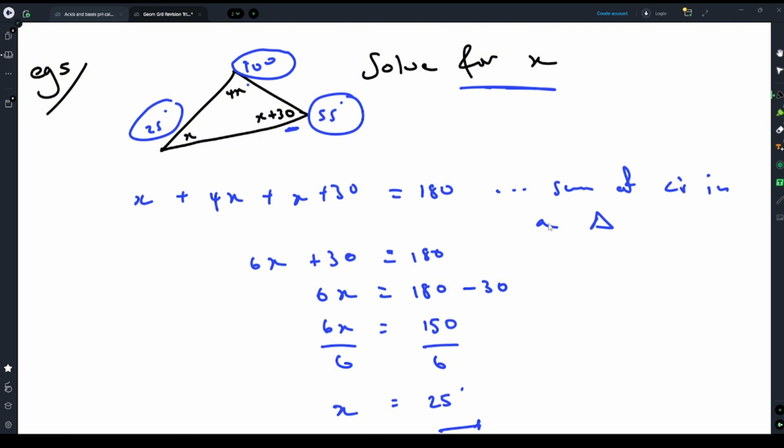Occasionally, there'll be an added on question where they'll say to you, okay, find the exact values of each of the angles. Now, we know x is 25. So that means this angle at the bottom of the triangle must be 25 because that's x. This angle is 4 times 25, so it'll be equal to 100. And the third angle would be x plus 30, so it's 25 plus 30, which is 55, and those are the exact values of each of the angles there. But this is the basic use of the sum of angles in a triangle.